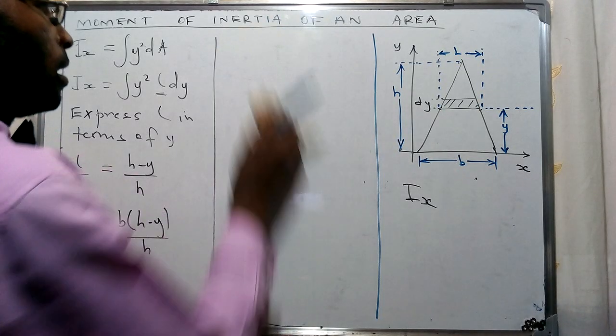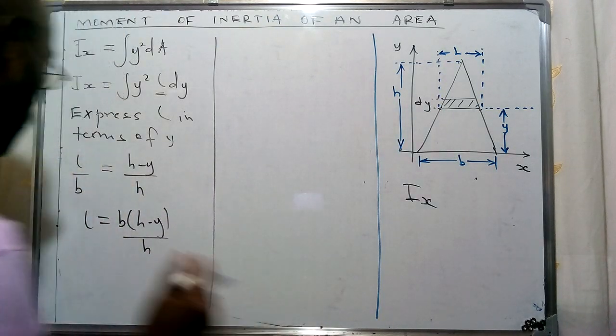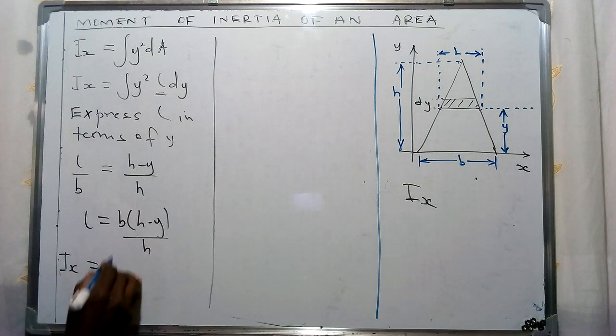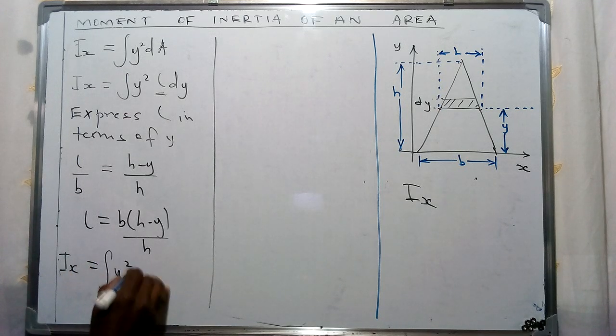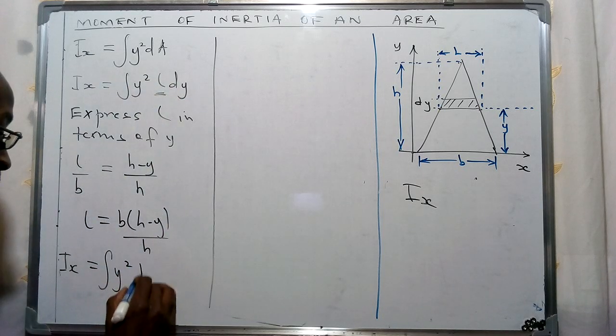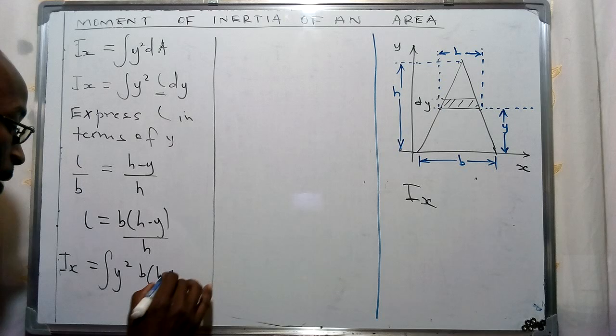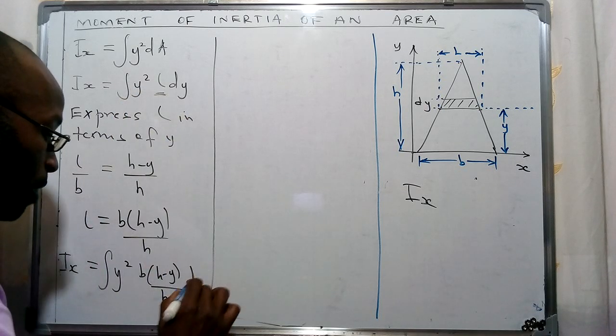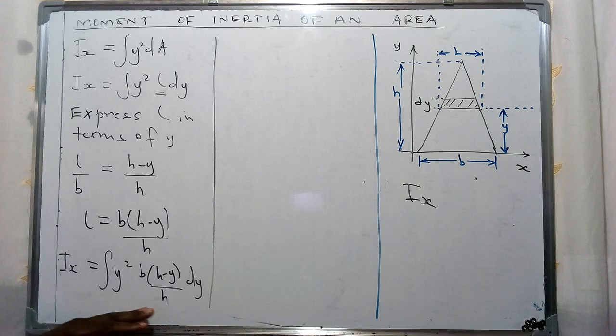So in this case, we can do a substitution in our formula, and then we are going to express our moment of inertia about the x-axis as the integral of the square of y, and then L is going to be substituted by b times (h minus y) all over h. And then we're going to have a dy at the far end, given as such.